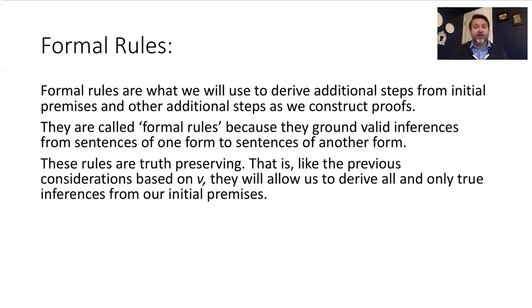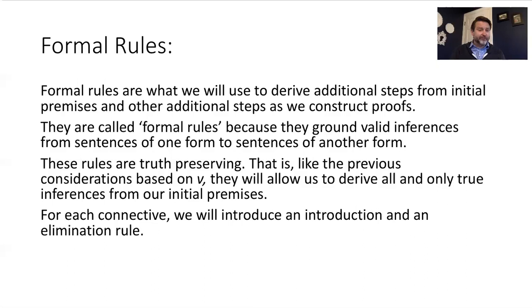Additionally, these rules are truth-preserving. And so, as I mentioned before, the idea here is that, like the previous considerations based on V, they'll allow us always to derive all and only true inferences from our initial premises, right? So we know the truth values of our initial premises. We know our initial premises are true. Then by applying these rules, we will always arrive at things that are true. We'll never end up somewhere false as long as we're applying the rules appropriately to premises that are true.